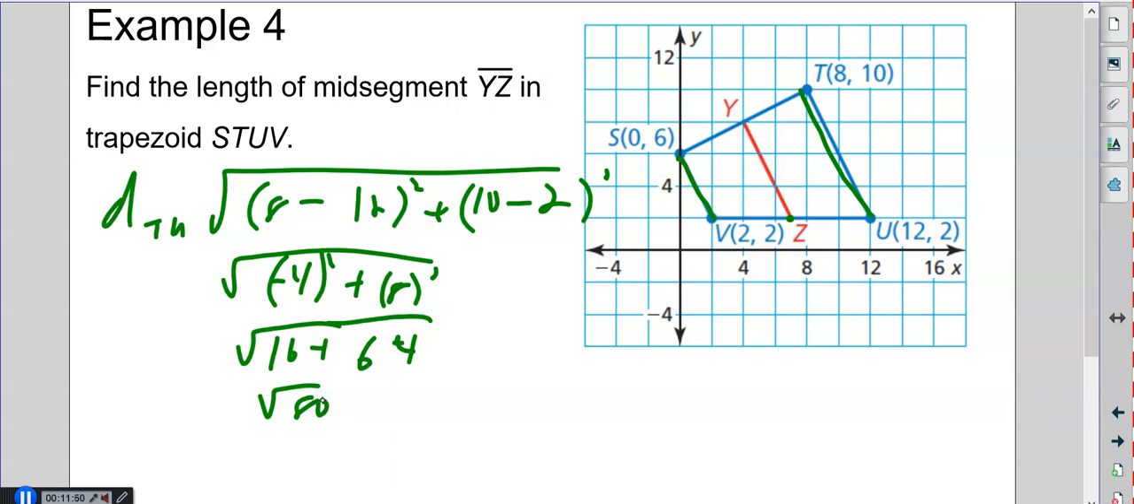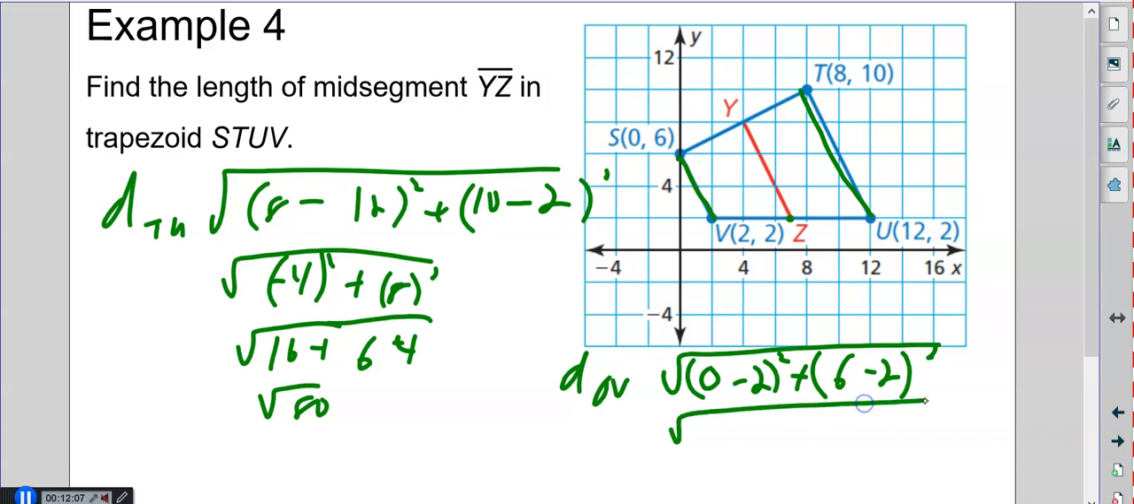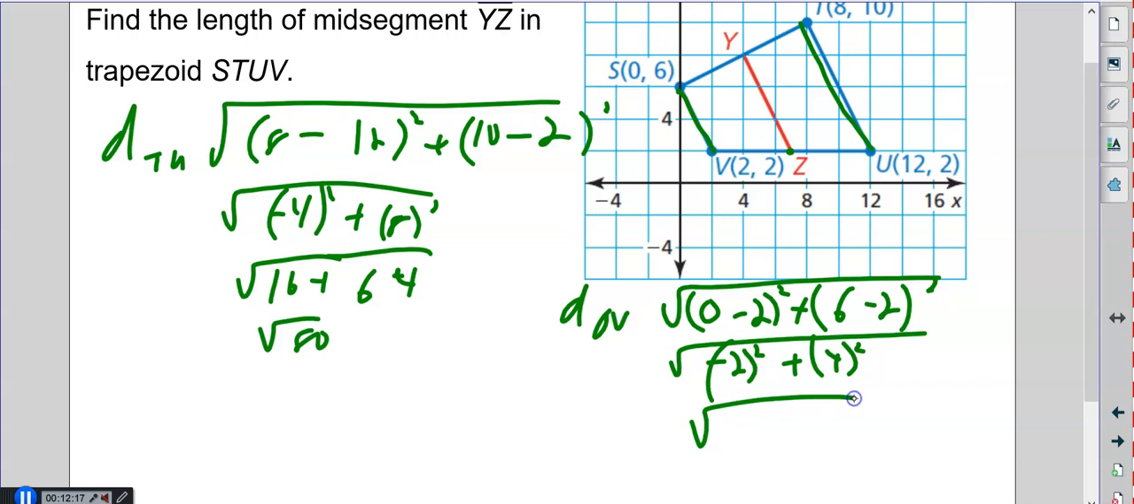Okay? And then we're going to do the distance for SV, which is going to be 0 minus 2 squared plus 6 minus 2 squared. So that's negative 2 squared and 4 squared. So negative 2 squared is 4, 4 squared is 16. That is the square root of 20.